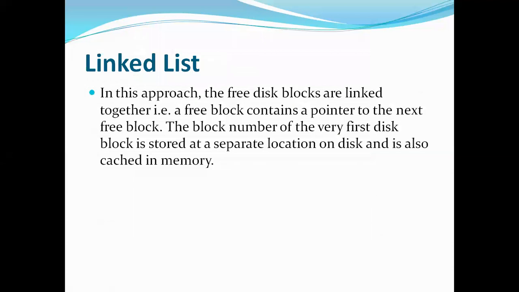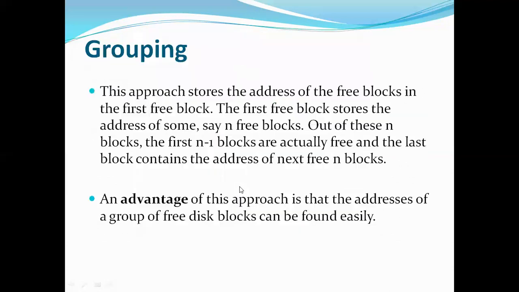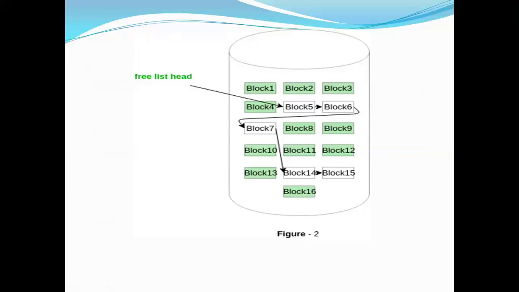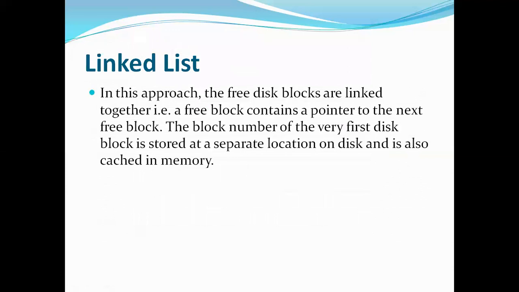Now just see the definition. In this approach, the free disk blocks are linked together. A free block contains a pointer to the next free block. The block number of the very first disk block is stored at a separate location on the disk and is also cached in the memory. So next thing, as I told, the advantage is that if you find the first one, the remaining all automatically it will show you the remaining free blocks. That is the advantage. It may have a drawback if too many free blocks are there, that is, too many pointers are needed to access the blocks. That may be in some cases when too many blocks are there. Now this is about the linked list method of accessing free disk blocks.